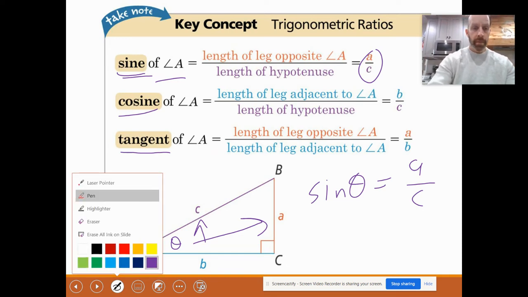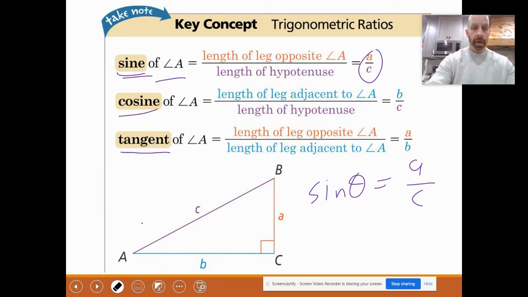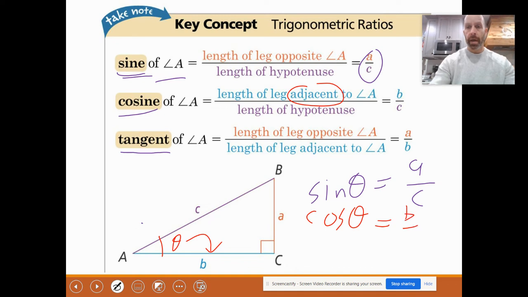Let's do a different one. Erase this stuff. Again, we're still using theta here. So what is the cosine of theta? Well, cosine is going to be the adjacent leg. Adjacent just means next to. So that's this leg, so that's B. And again, it's over the hypotenuse. Hypotenuse is C. So again, you can see where the B over C is.